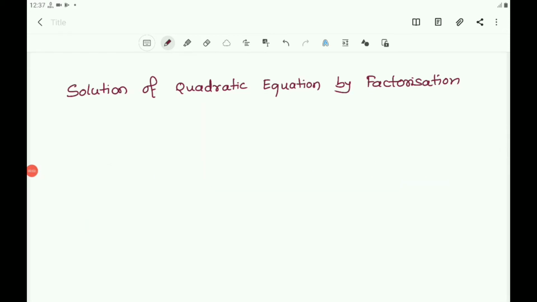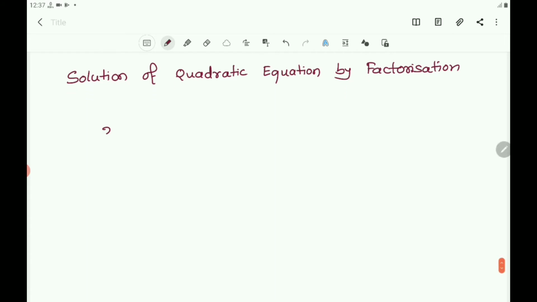Now let us solve the quadratic equation by the method of factorization. You have learnt in class 9th how to factorize quadratic polynomials by splitting their middle terms. We shall use this knowledge for finding the roots of a quadratic equation. Now let us take one example. So you take 2x square minus 5x plus 3 equals 0.